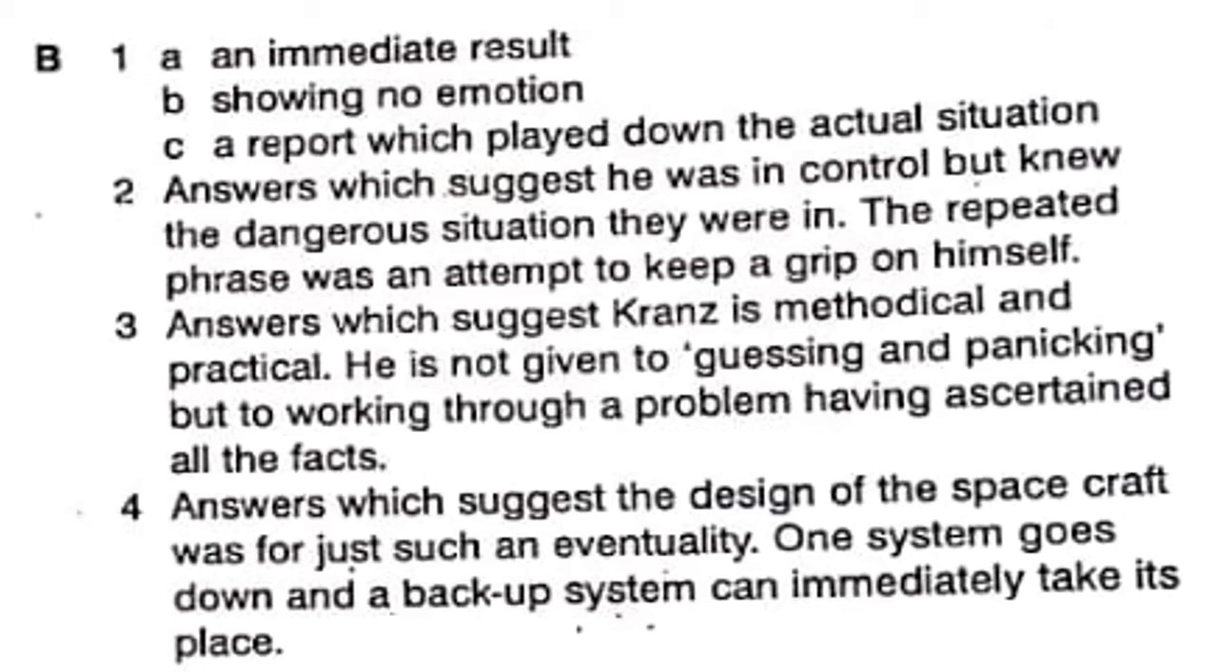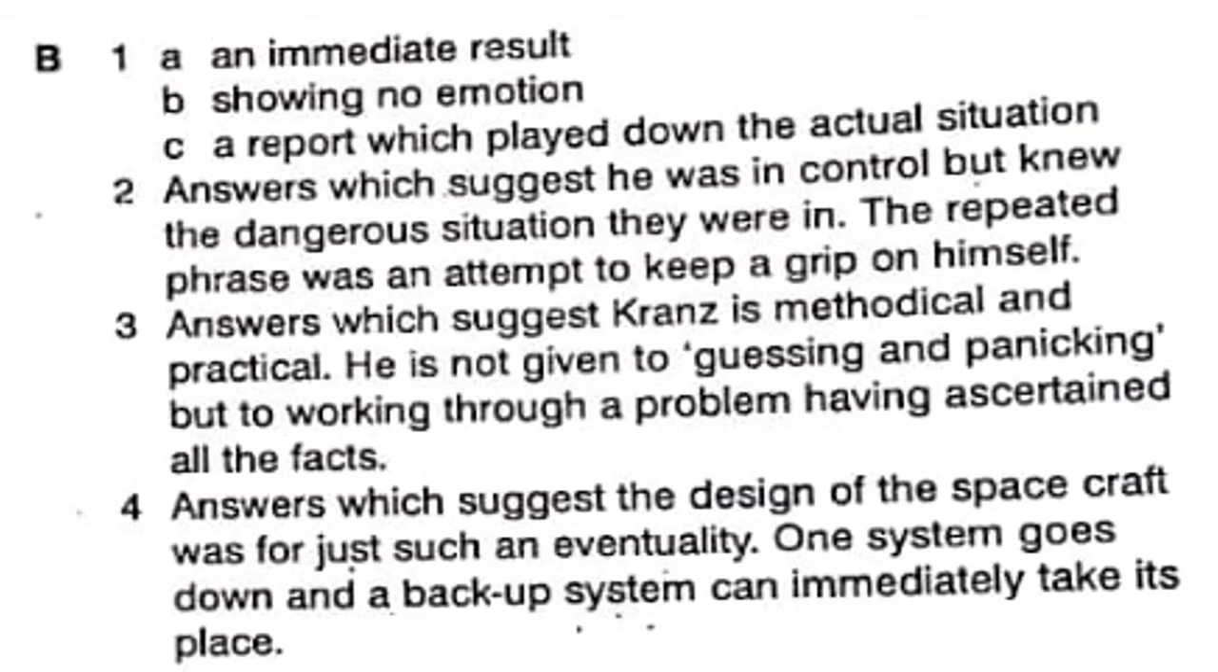These are the answers for those 4 questions. Now, B-type question 1 was to explain those terms in your own words. First one, paid off instantly. So, the meaning is an immediate result. B, matter of factness means showing no emotion. C, understated report means a report which played down the actual situation.